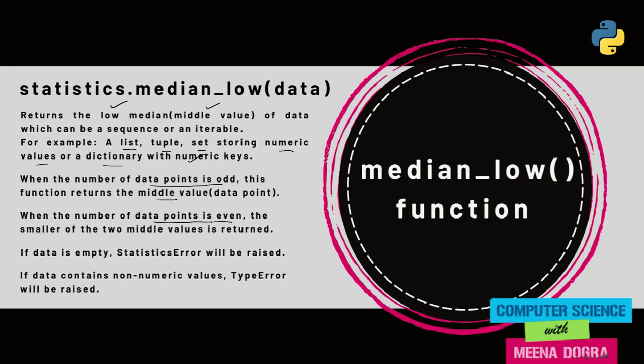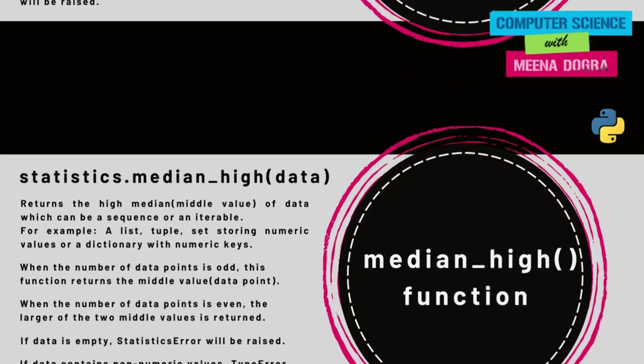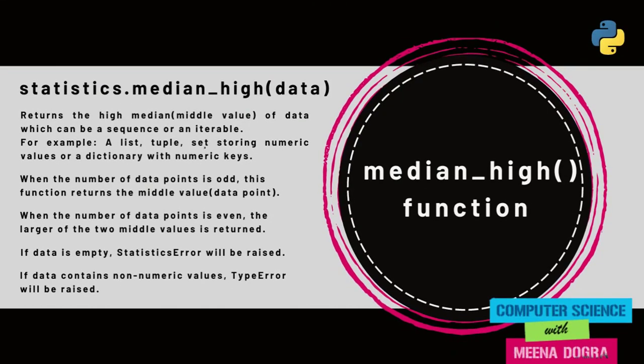If the number of data points is even, then median_low, as the name itself is suggesting, is going to return the smaller of the two middle values. So in case of median, we used to get the average of the two middle values. Here we are going to get the smaller of the two middle values. And in case of median_high, everything is the same, but we get the high median now. So if the number of data points is odd, we get the middle value. That's very simple to understand.